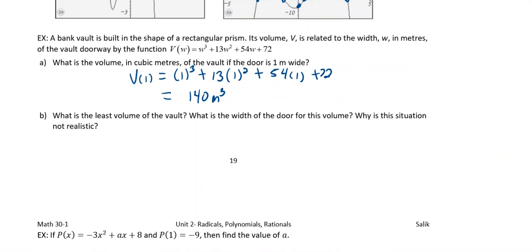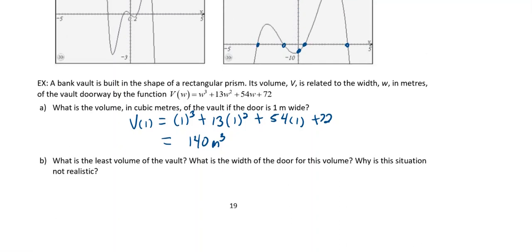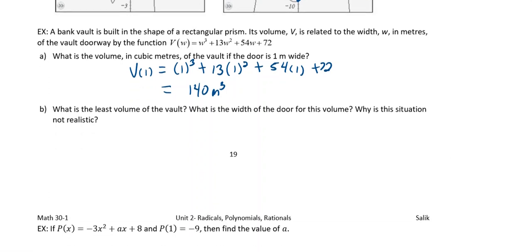Okay, so now it says what's the least volume of the vault? And what is the width of the door for this volume? Why is this situation not realistic? So remember, the width is the width of the door in this vault, right? So as the door gets bigger, the vault gets bigger too. So if we graph this, what we're going to see is it would go like this. It would go down here, it would go down here, and then up again.